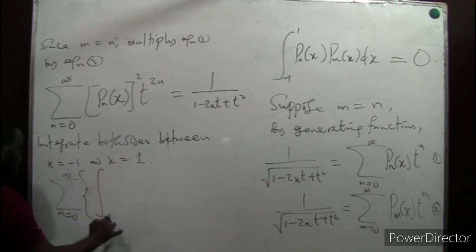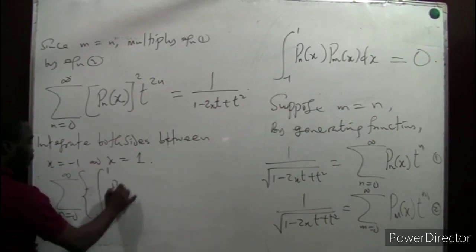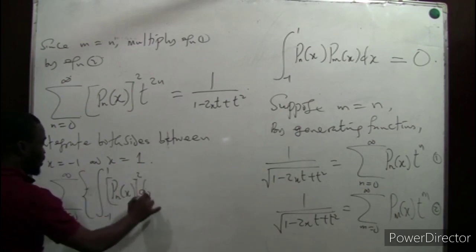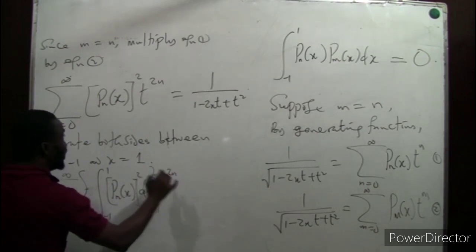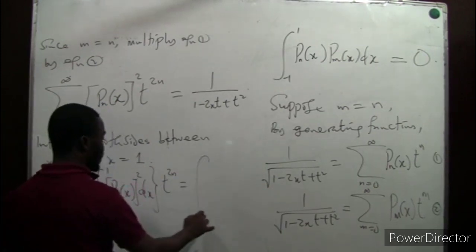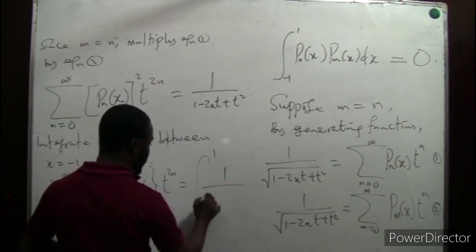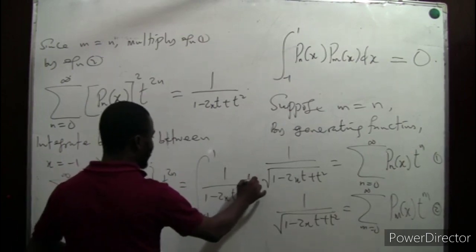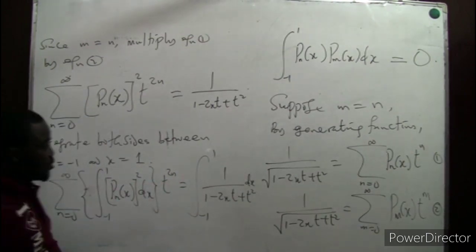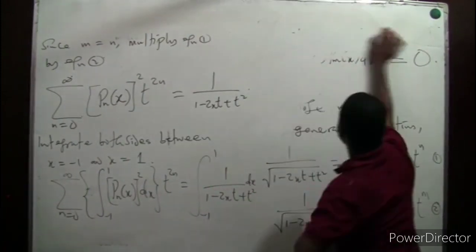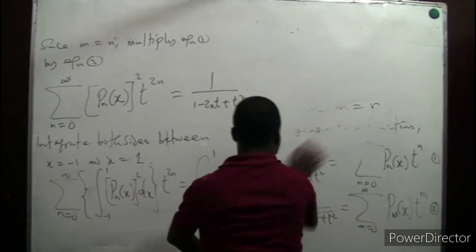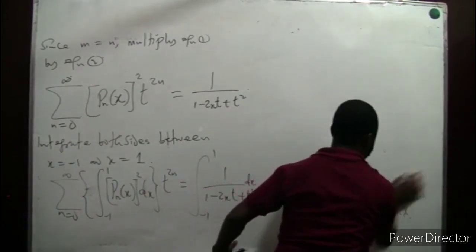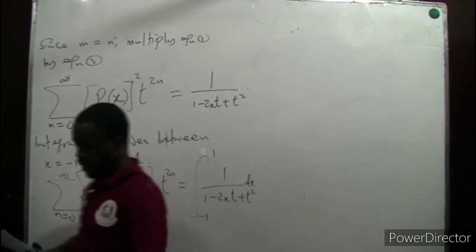Put this one, integral minus 1 to 1, Pn of x squared dx, close it, then t raised to power 2n, everything equals integral minus 1 to 1, 1 over 1 minus 2xt plus t squared dt, dx. Let us integrate the right hand side.